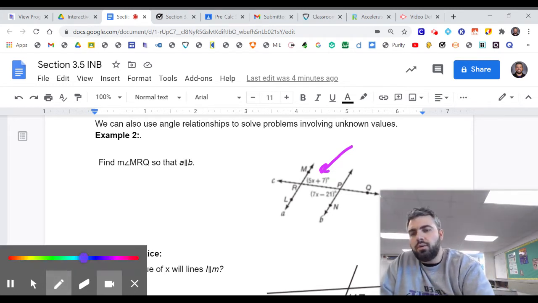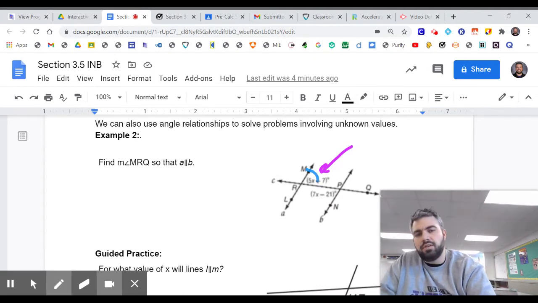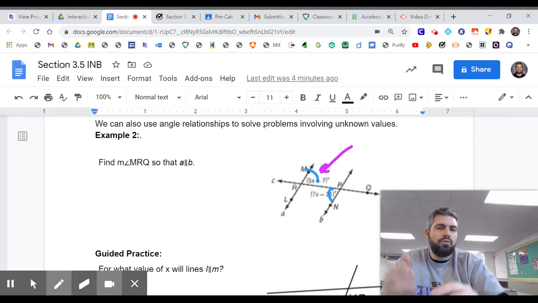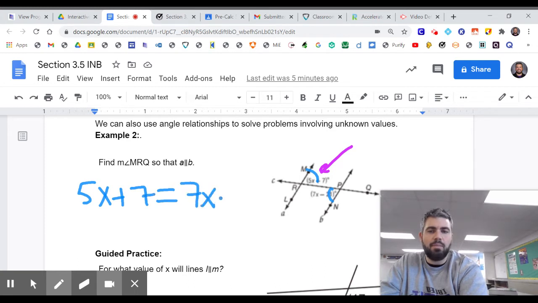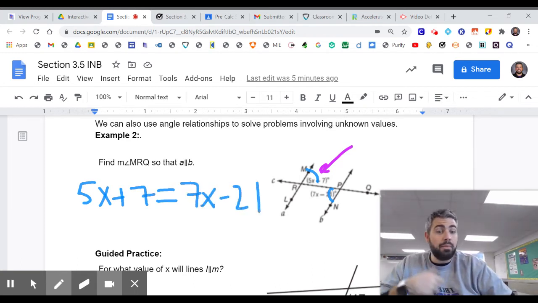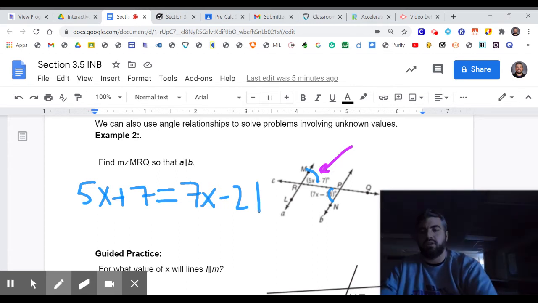Well, let's look at what we have. We have this angle right here, which is 5x plus 7, and we have this angle right here, which is 7x minus 21. And if we want to prove that A and B are parallel, those two angles have to be congruent, meaning they have to be equal to each other, right? Their measures have to be equal. So I'm going to say 5x plus 7 has to equal 7x minus 21, and I'm going to solve that for x. I'm going to find that value so that I can find out what that angle is going to be.